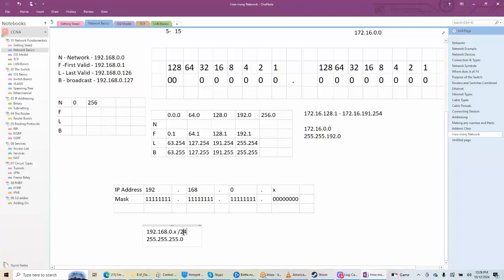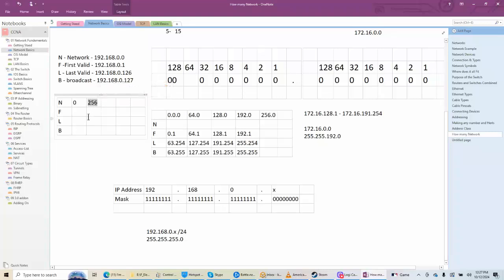CIDR. Okay? Now, with our network, whenever you're building this, you're going to go via the increments of how many hosts we can do. Our first number is 0, our second number is 256, with a /24. Our broadcast address is always going to be one less number than your next number.